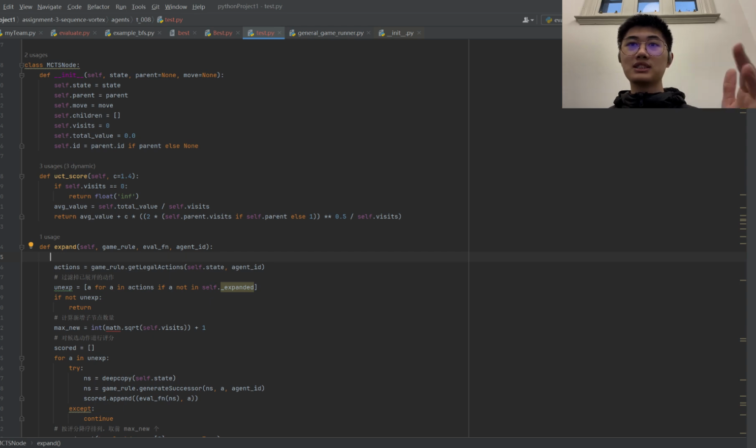Now, in most textbook samples, the formula is average value plus C times the square root of log of the parent visits over self visits. But in our agent, we simplify it to the average value plus C times the square root of 2 times parent visits over self visits.